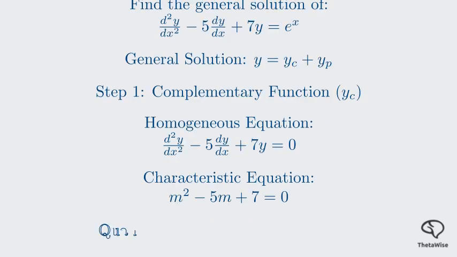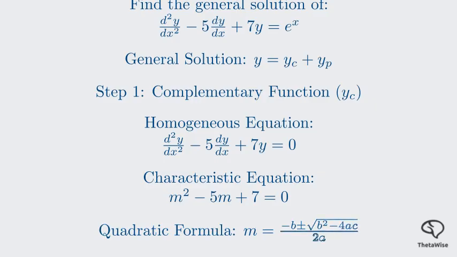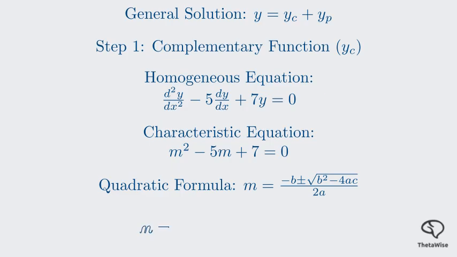The quadratic formula is m equals negative b plus or minus the square root of b squared minus 4ac, all over 2a. In our equation, a is 1, b is negative 5, and c is 7. Substituting these values, we get m equals negative 5 plus or minus the square root of negative 5 squared minus 4 times 1 times 7, all over 2 times 1.